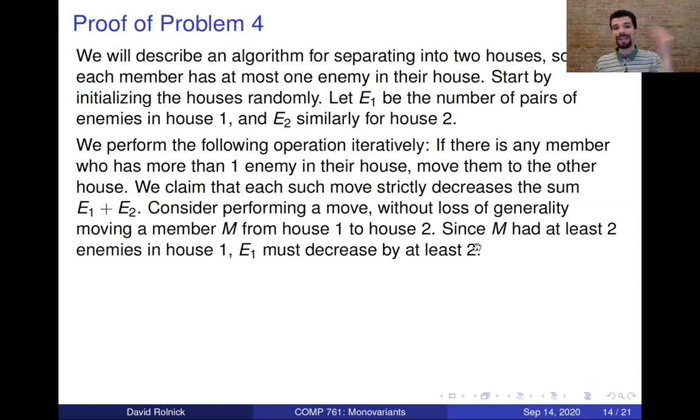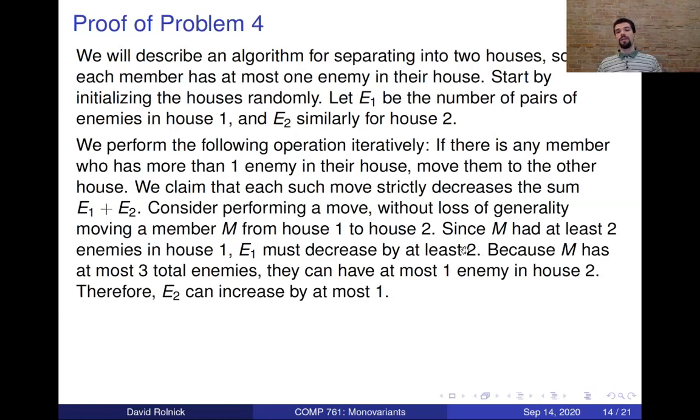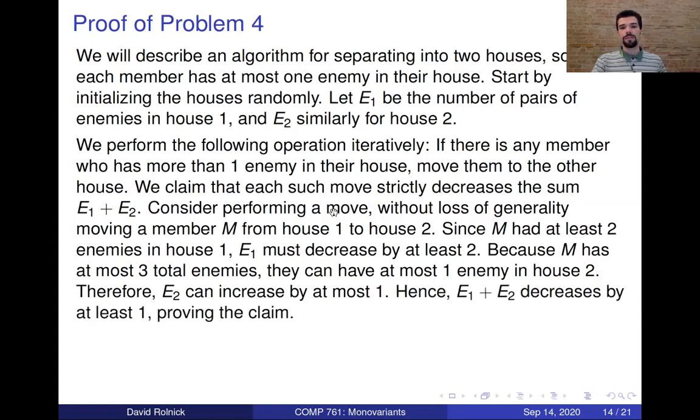Now, we know that M had at least 2 enemies in house 1, so E1 is going to decrease by at least 2. Because M had at most 3 total enemies, they can have at most 1 enemy in house 2. That means E2 could increase, but by at most 1. The number of new enemies that you make inside a house is going to go up by at most 1. But that means the sum is going to decrease by at least 1, because E1 decreased by at least 2 and E2 increased by at most 1. So the sum is a monovariant. It's going to decrease by at least 1 each move.